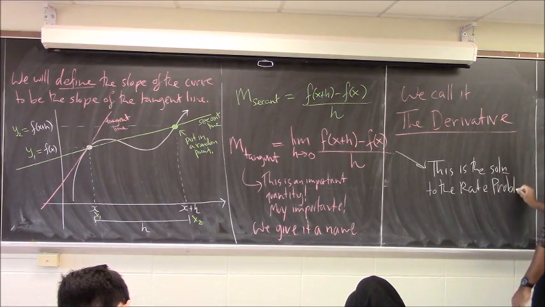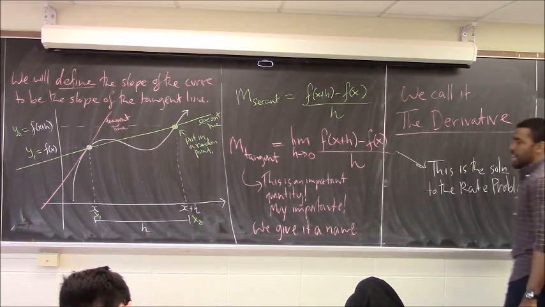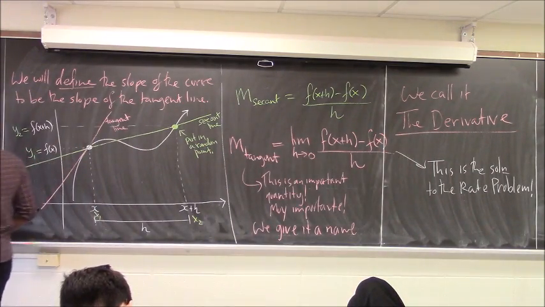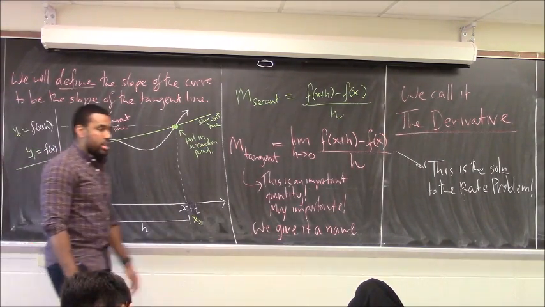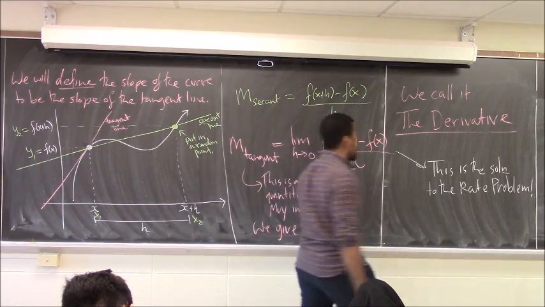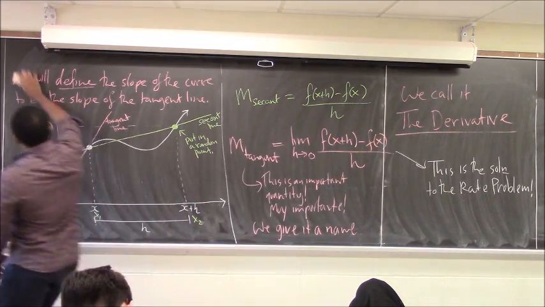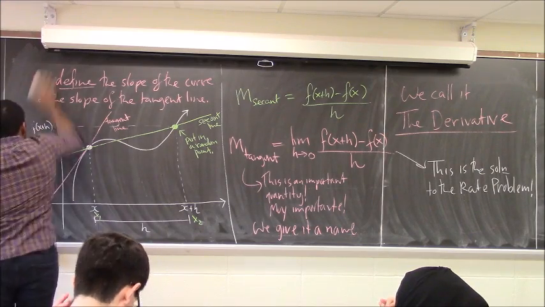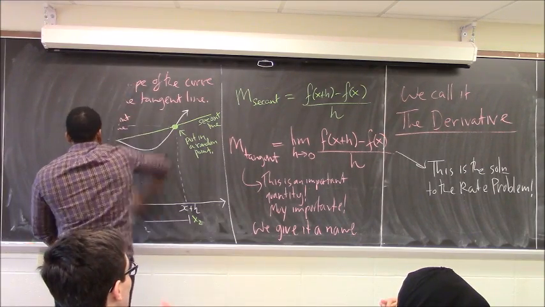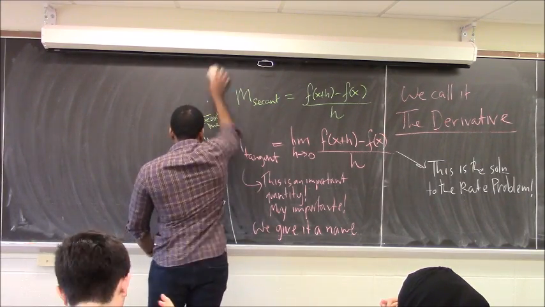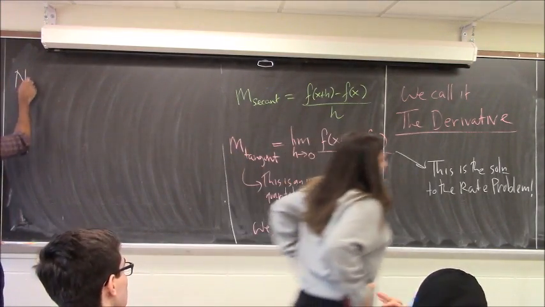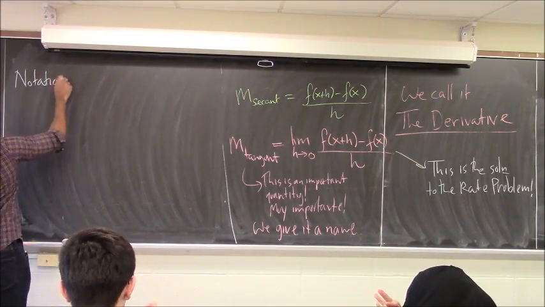This limit allows us to say how fast a quantity that we plot on the vertical axis is moving in relation to a quantity that we plot on the horizontal axis. Let's talk about notation, and then I'll actually write it in a definition. Just write it out nicely. Notations for the derivative.